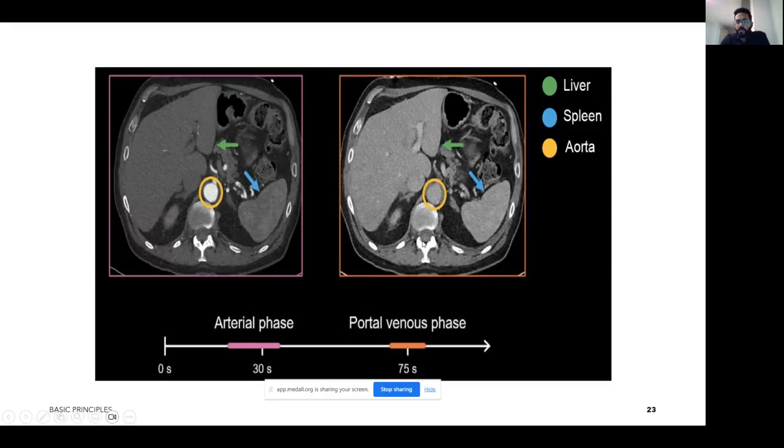When you wait for 70 to 80 seconds and then do a CT scan again, now the aorta is not as bright, but you start seeing the hepatic veins more prominently compared to the previous scan. If you look at the spleen compared to the previous image, it is slowly starting to become more homogeneous. Now, this is a portal venous phase, helping us to pick up more pathologies in the abdomen.